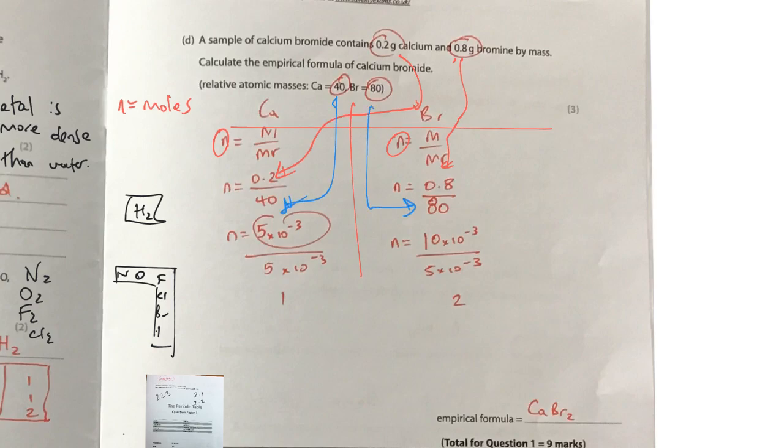And the Mr is all it is the atomic mass from the periodic table. I've then worked out the number of moles and I've put them in standard form, okay, so it's easy for me to see which one is bigger or smaller. I'm going to circle the smaller number of moles. I'm going to divide both sides by that. So 5 divided by 5 is 1, 10 divided by 5 is 2, which then gives me my empirical formula of CaBr2.